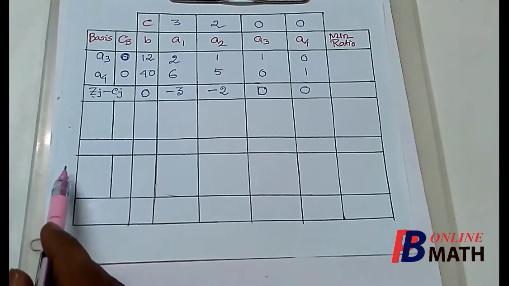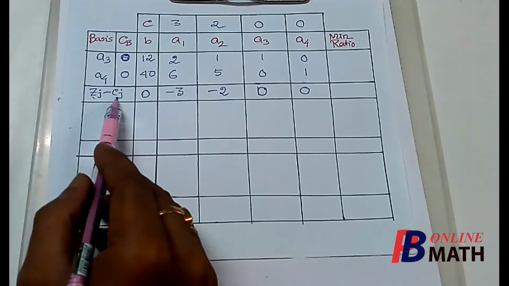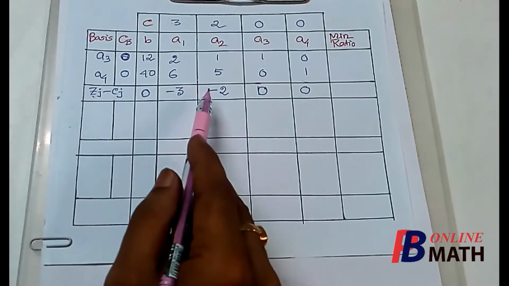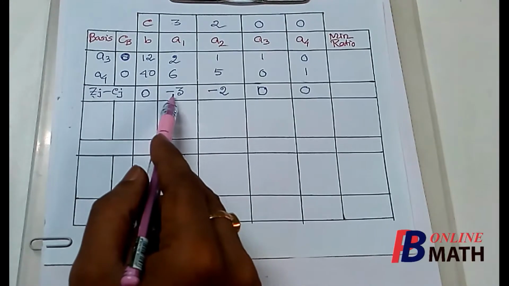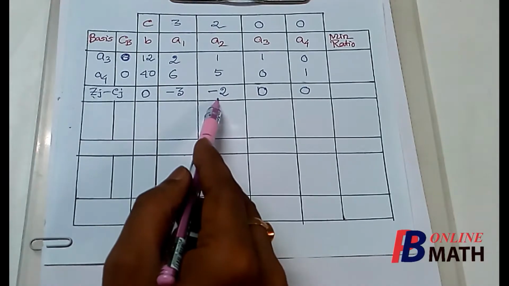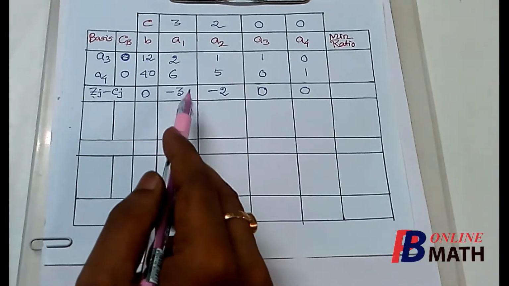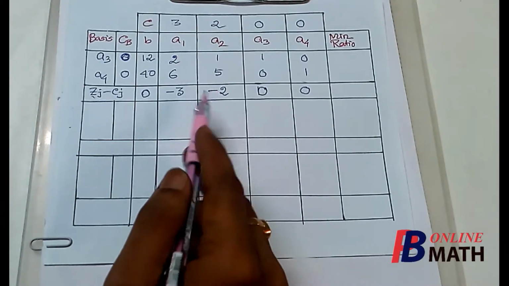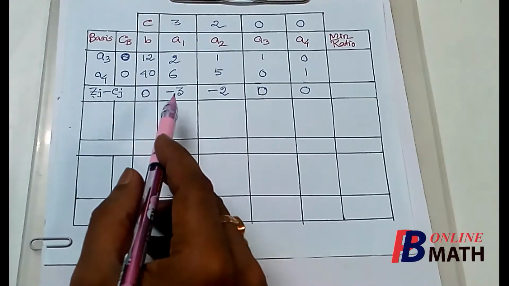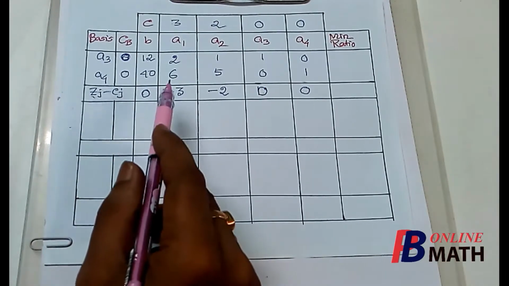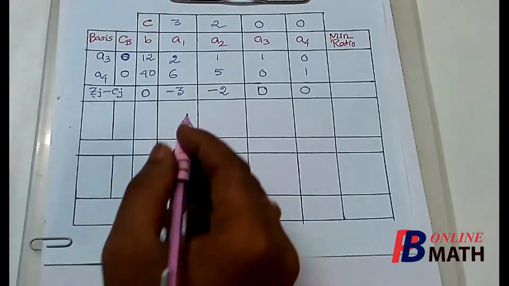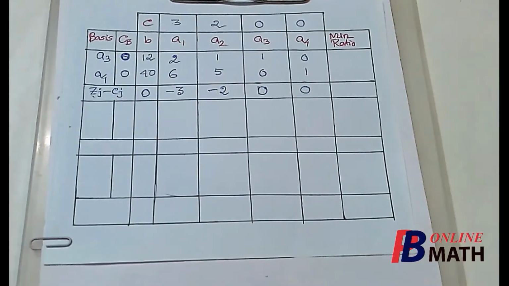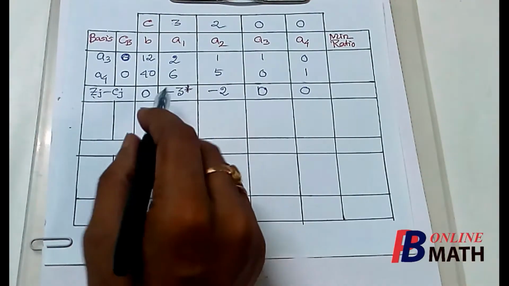Now as I have said, if all the values of Zj minus Cj are non-negative, then the solution is optimum. But here we find that two values, this one and this one, are negative. So this solution is not optimum. So we have to modify the solution by this simplex table. For that we have to find the value of Zj minus Cj which has the most negative value. Now here we find that this one, minus 3, has the most negative value. So this is the most negative value.